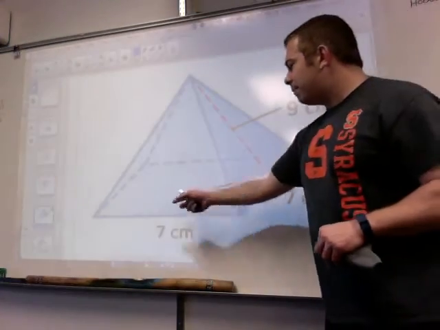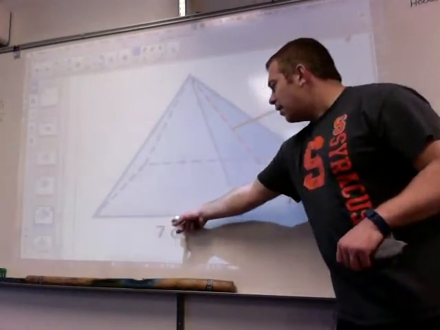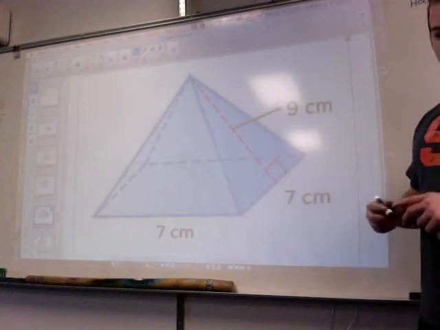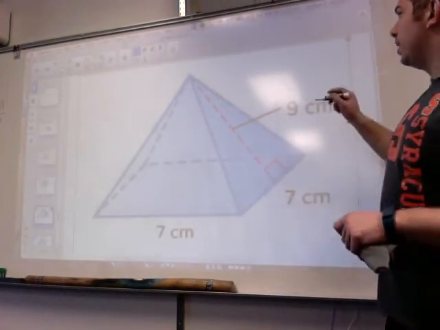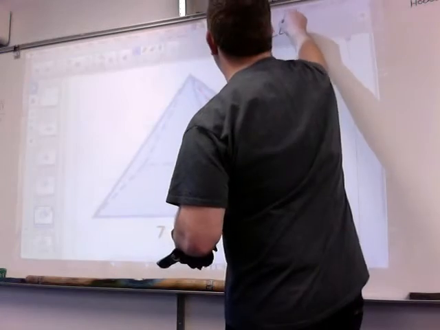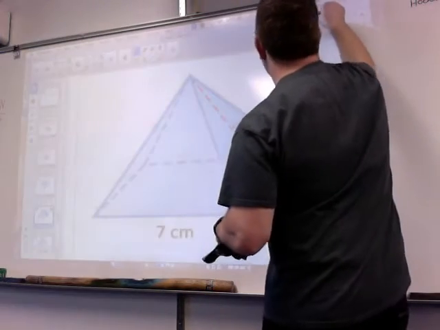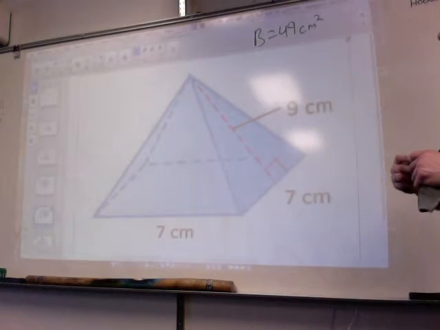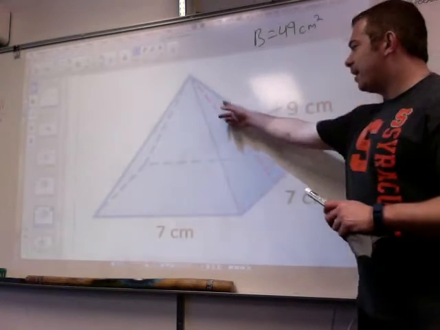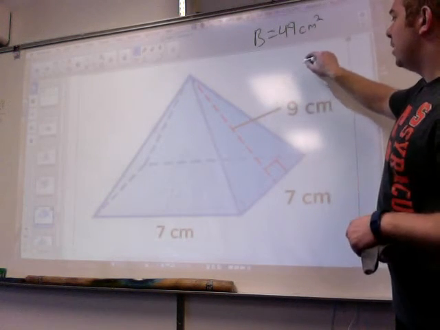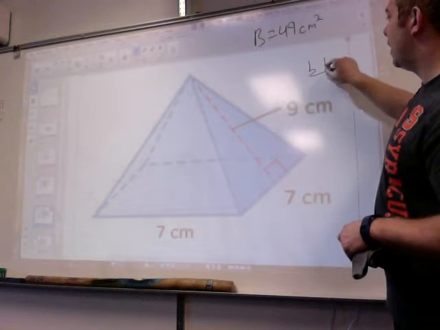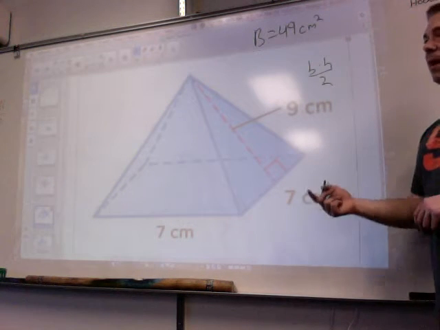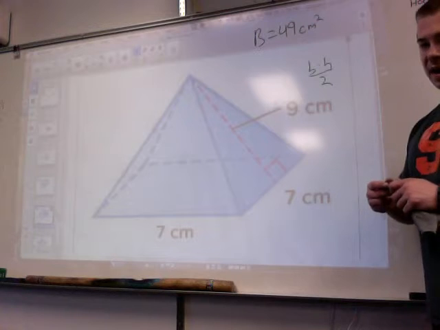So let's go ahead and find our big base first. I have a base of 7 and a height of 7, base times height for a rectangle equals the area of our big base, which would be 49. So my big base equals 49 centimeters squared. Now, I have to find my lateral face area. Looks like I have a base of 7 and a height of 9. So remember, the area of a triangle is base times height divided by 2. So 9 times 7 is 63. 63 divided by 2 is 31 and 5/10.